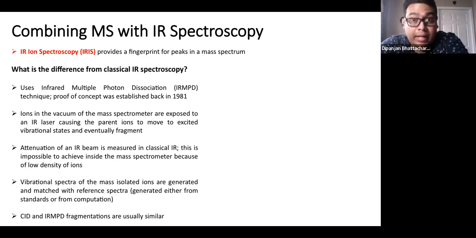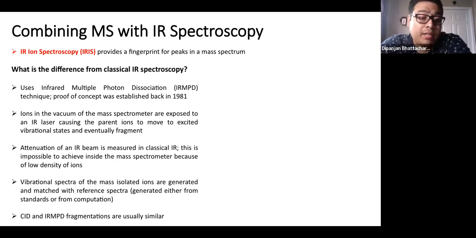Once it generates the IR spectra of those mass isolated ions in the mass spec, you can compare that with reference spectra. You can either use a commercial standard and acquire its spectra to compare, or you can create a theoretical spectra by calculations and then compare. I'll show you examples of both in my next few slides.